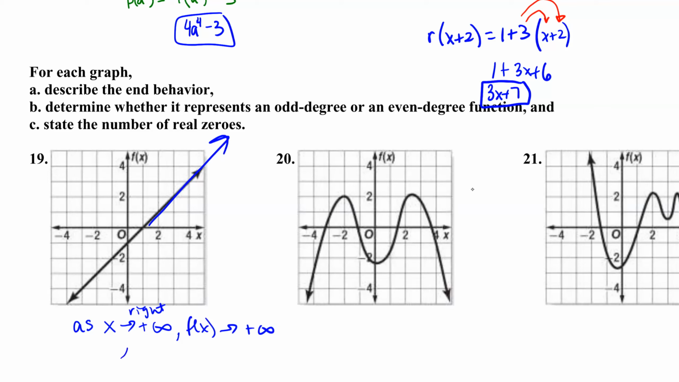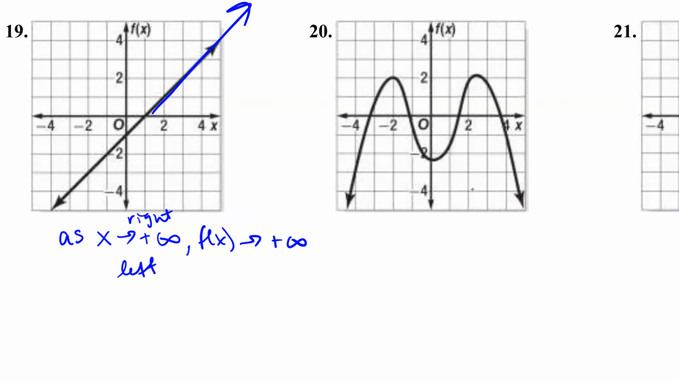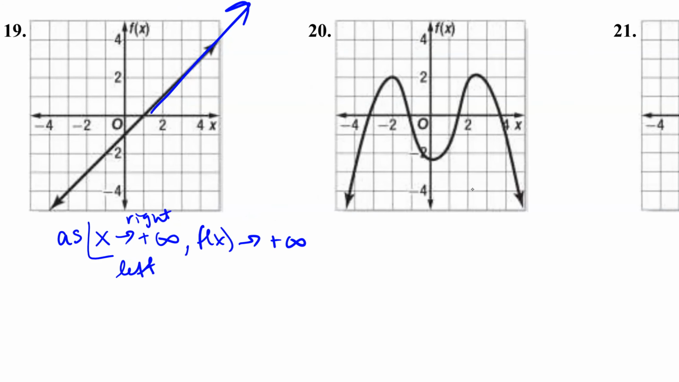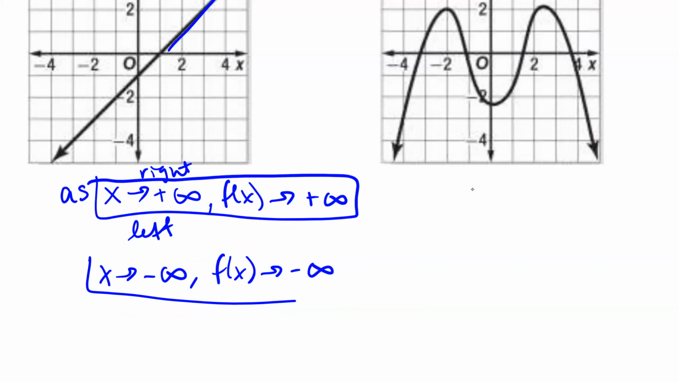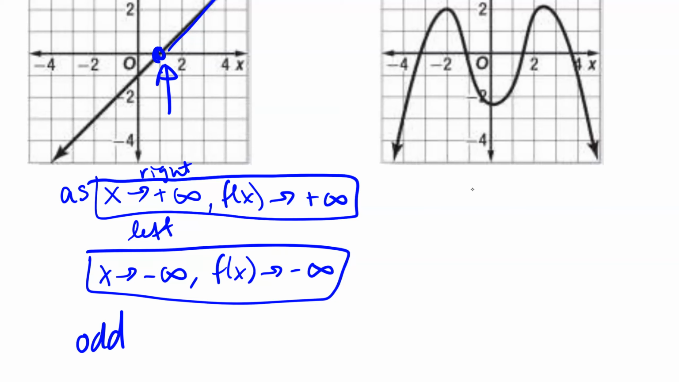How about the left end behavior. I'm writing the word right just so you understand, because I assume this is the first time you've ever done end behavior. I'm trying to solidify it in your brain for you. And then the left end behavior, as x goes to negative infinity, f of x goes to negative infinity. So we know this is an odd function because the ends are going in opposite directions. And then there's only one real zero. There's only one place where it crosses the x-axis.